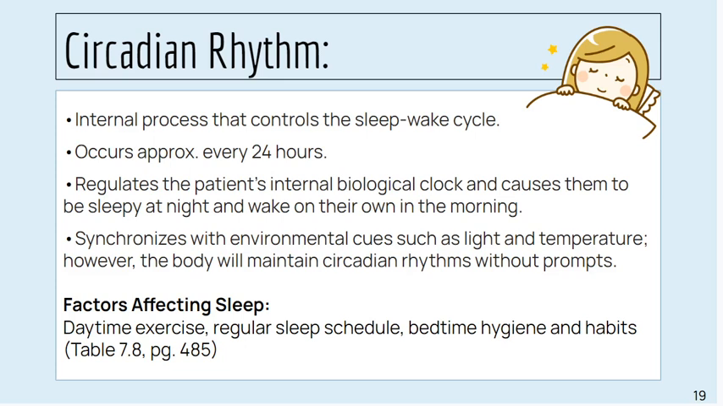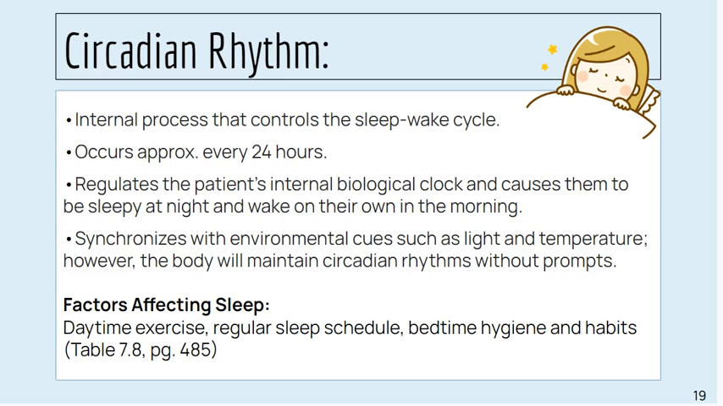We have to look at what we call our circadian rhythm. Our circadian rhythm is that internal process that controls the sleep and wake cycle. It occurs approximately every 24 hours. It does regulate the patient's internal biological clock and causes them to be sleepy at night and wake on their own in the morning. This does synchronize with environmental cues such as lighting and temperature. However, the body will maintain circadian rhythm without prompts.